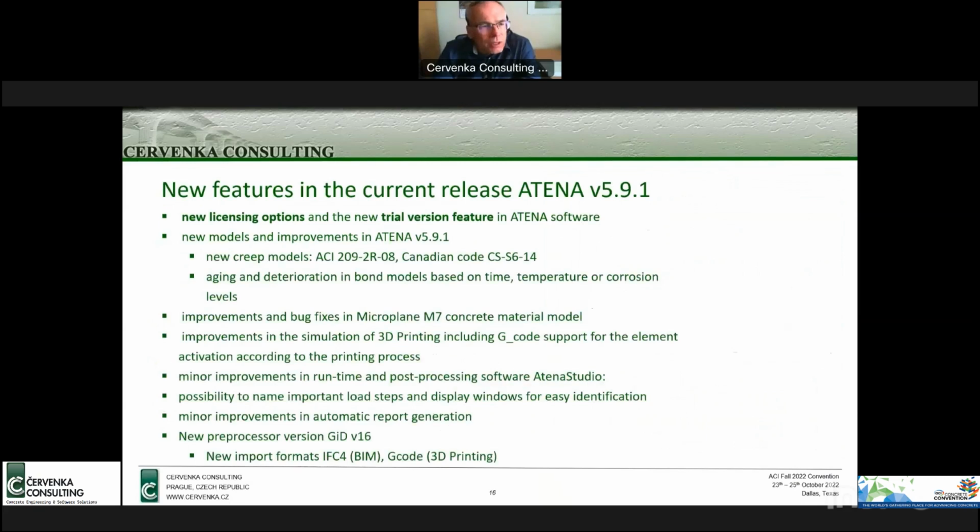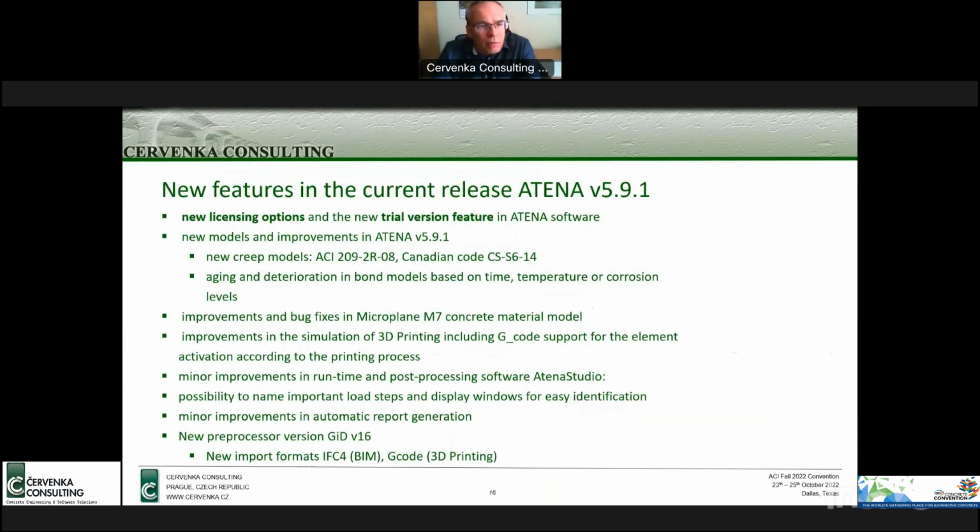So let me also briefly summarize the new features in this new version 5.9.1, which we are releasing right now. This is really an incremental update. If I want to emphasize some of the new things, a very interesting one is the new licensing options, which allow a very easy trial version. You can download the software and almost immediately evaluate it for 30 days.